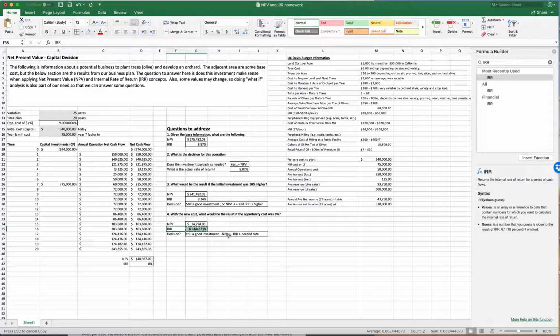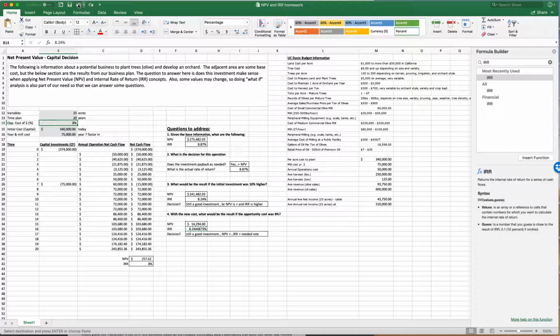If you want to earn more than that, then your answer is going to start to become negative, like it is in this case at 9% or 10%. We're not earning it anymore. We're earning 8.24%. So if you require it to earn more, then that's not going to work.